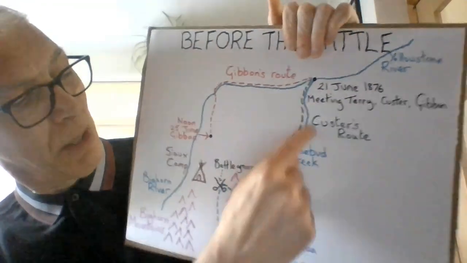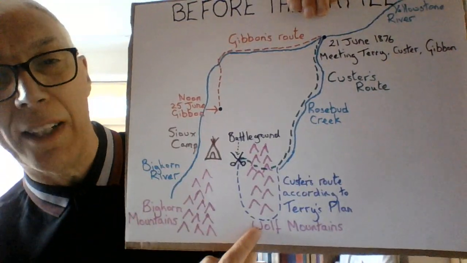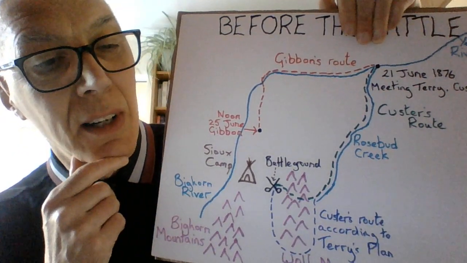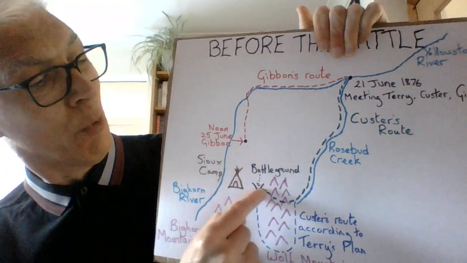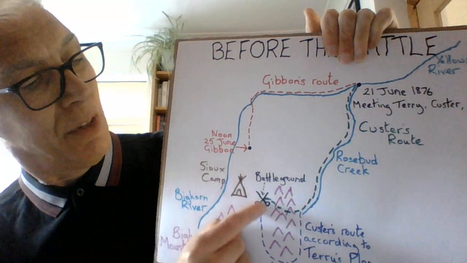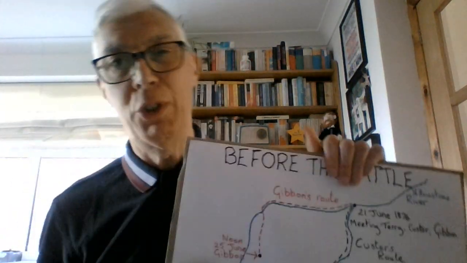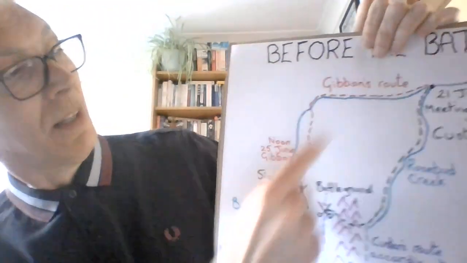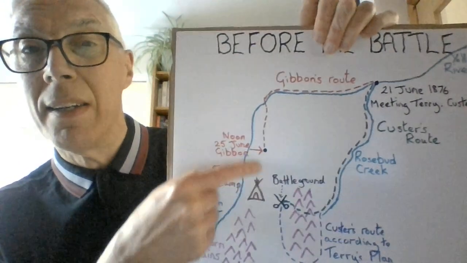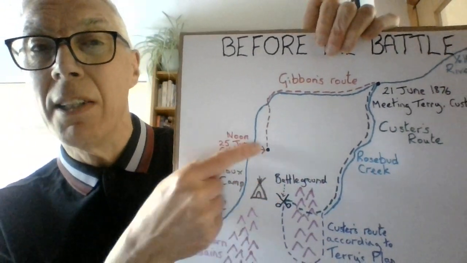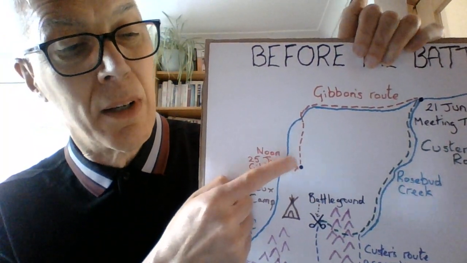Custer disobeyed orders yet again. Remember, he's supposed to go round the bottom of the Wolf Mountains, ladies and gentlemen. But he doesn't. Custer cuts through the middle of the Wolf Mountains, which means that he is near the Indians on the 25th of June. Given on the 25th of June, following the plan, is a day away. But Custer's there, and Gibbon cannot help. It seems as if Custer has made a monkey out of Gibbon.